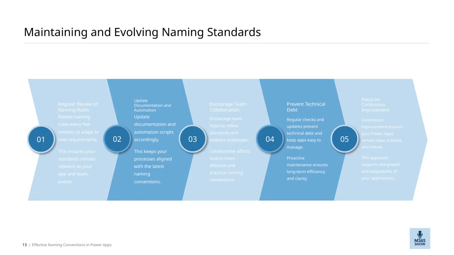Finally, continuous improvement is the foundation of strong Power Apps. By constantly refining your naming standards and practices, you support the growth, scalability, and robustness of your applications, making sure they evolve along with your team and business needs.